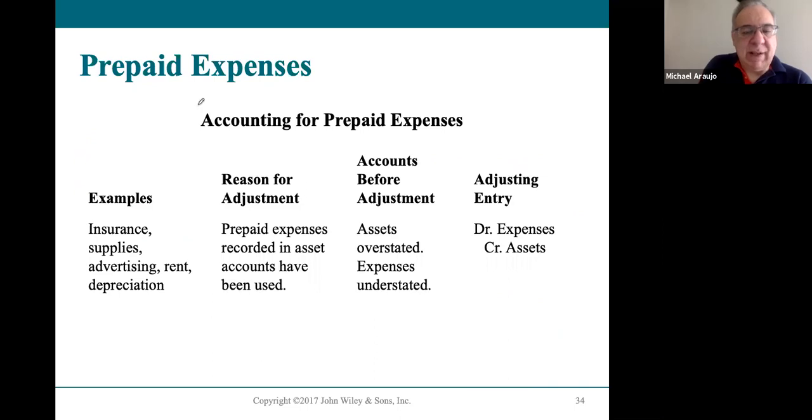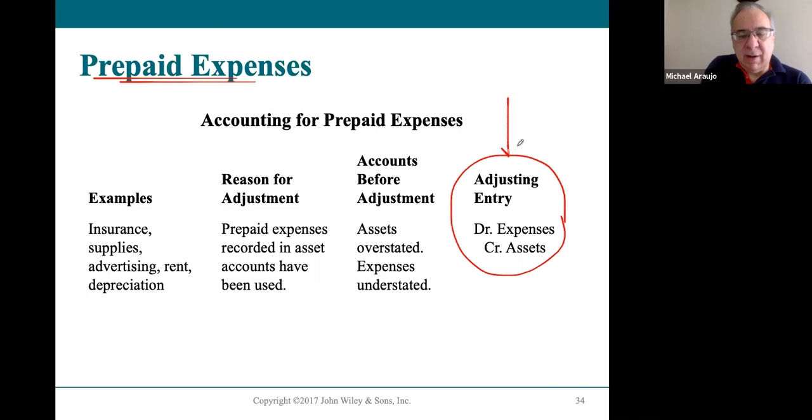Okay, so basically your book tries to wrap up all your prepaid expenses. Again, they're assets that you have to wait to use, and then you can expense. So that adjusting entry of debiting the expense and crediting the asset is what we've been focusing on here. Okay, what if you don't do it?